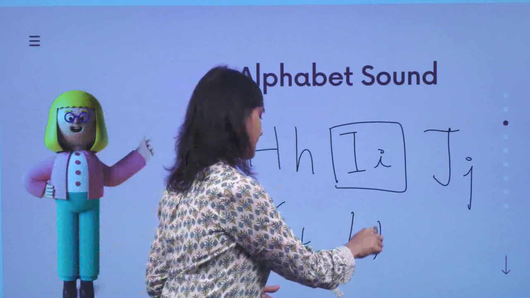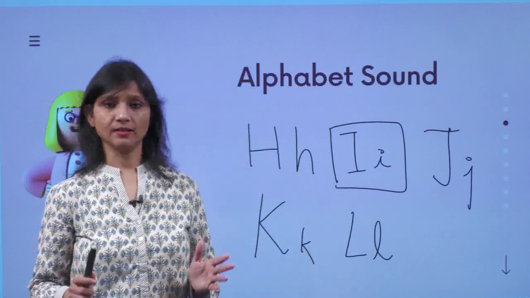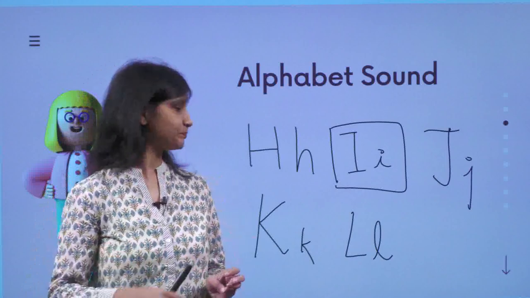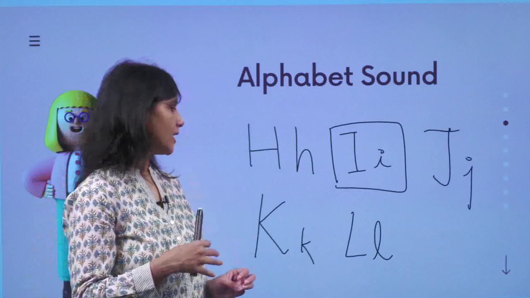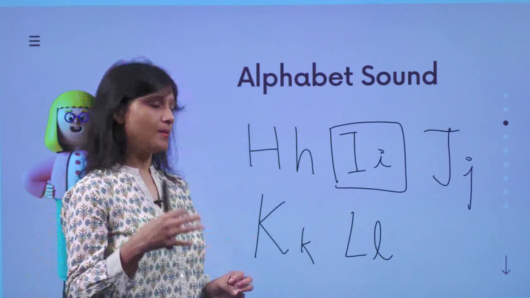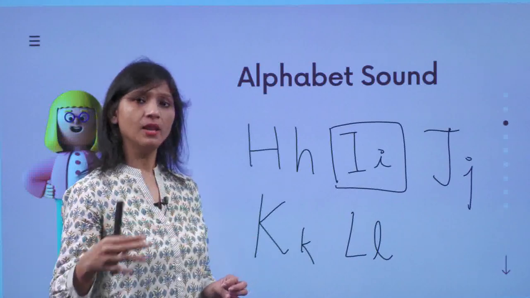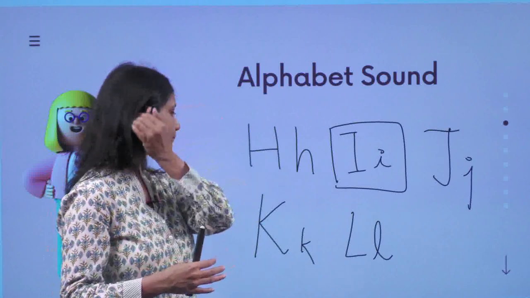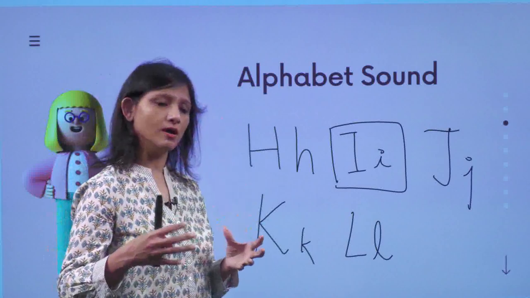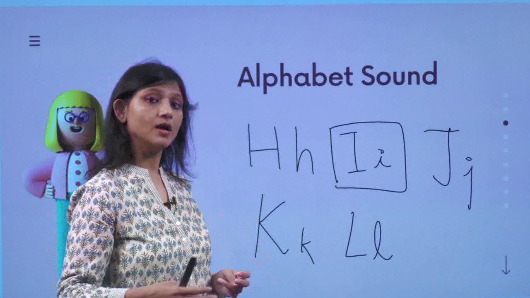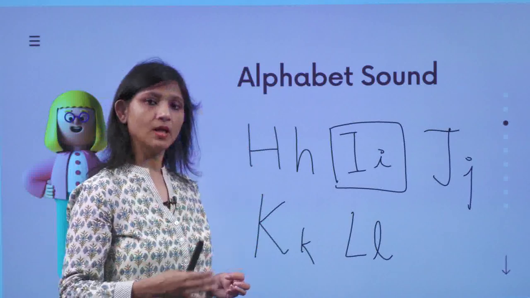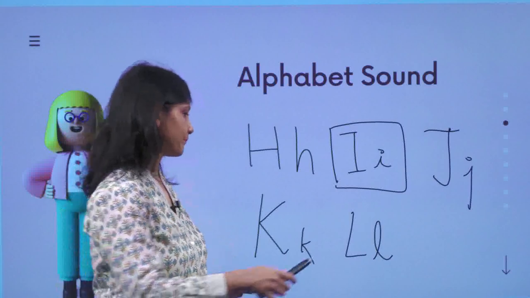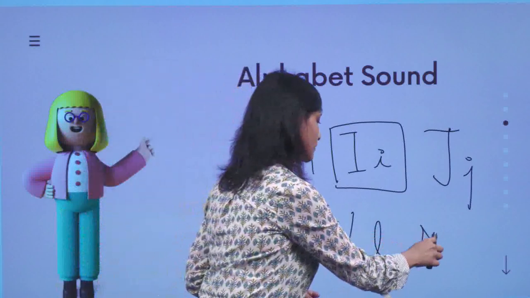Then is L. The letter sound is "el." The phonic sound is "l." Lion, lamb. Okay? We can say "el" or we can say "l." Lion, lamb. Then we come to M.